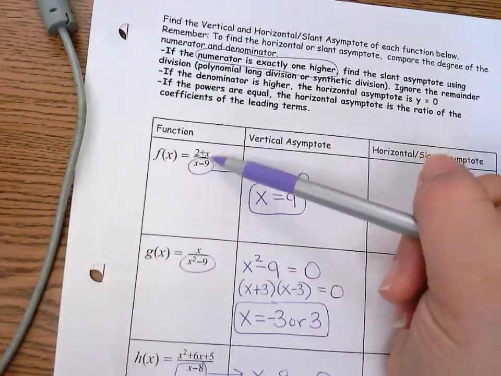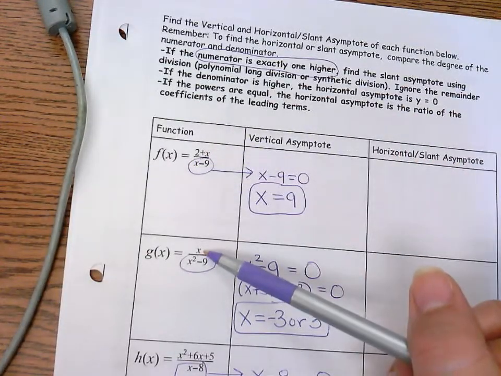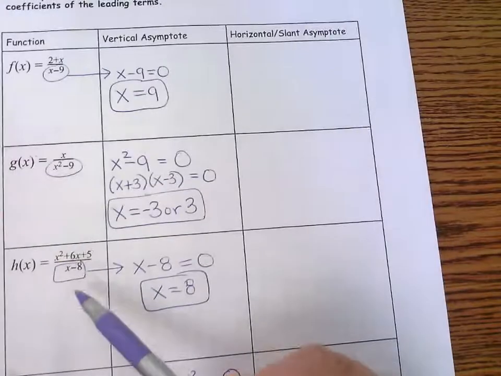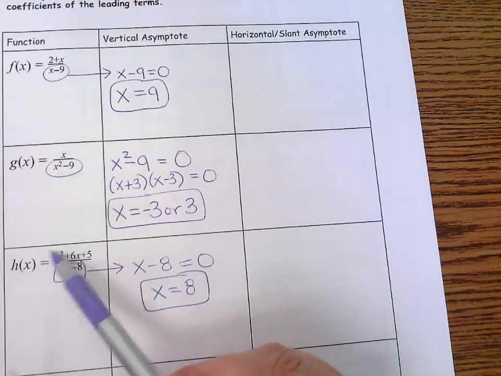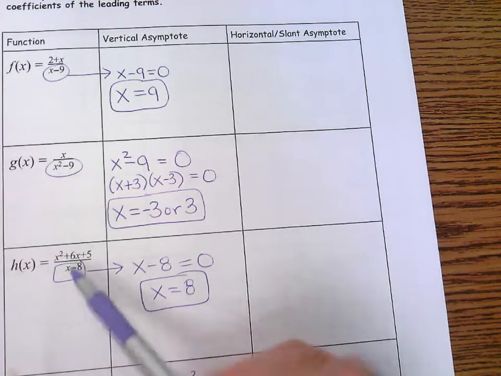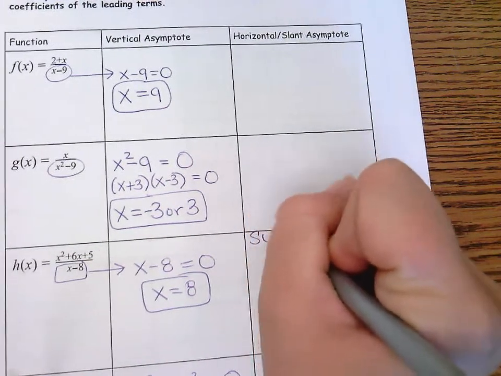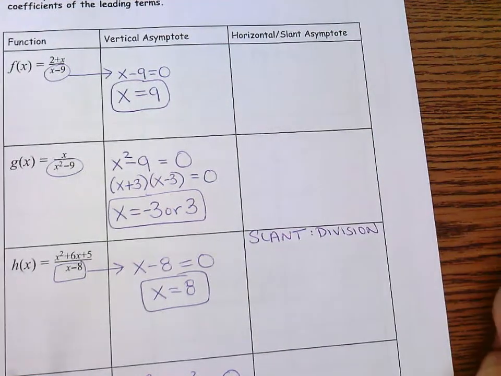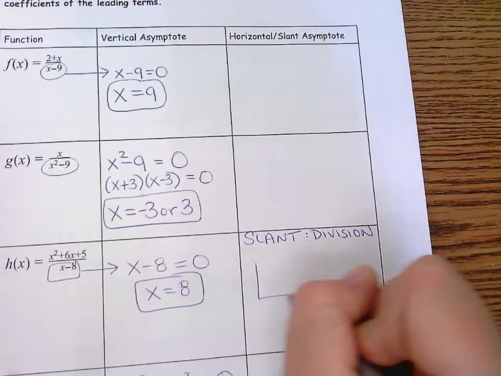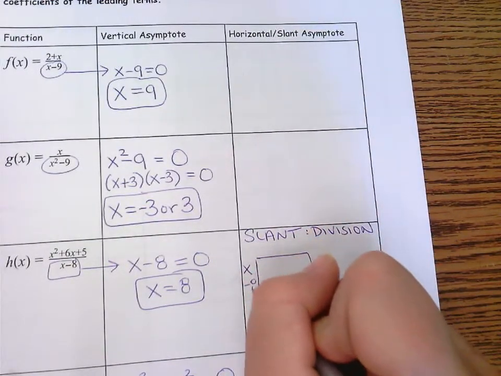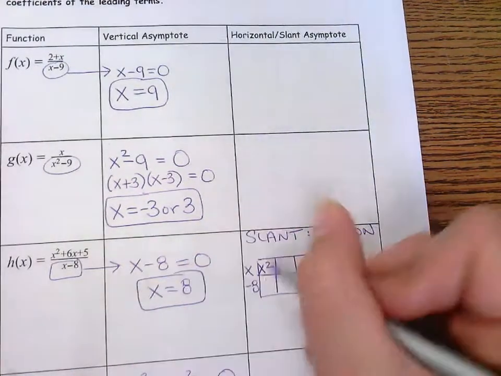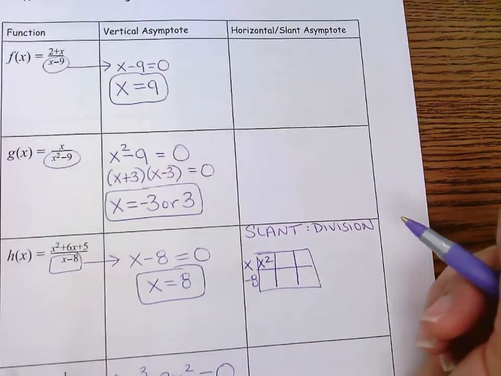So not higher here, they're both x and x. Not higher here, x squared's on the bottom. In h of x, the numerator has a higher power than the denominator. So I'm going to do my slant asymptote division. I'm going to take x minus 8 and divide it into x squared plus 6x plus 5, just like I've been doing for practice.